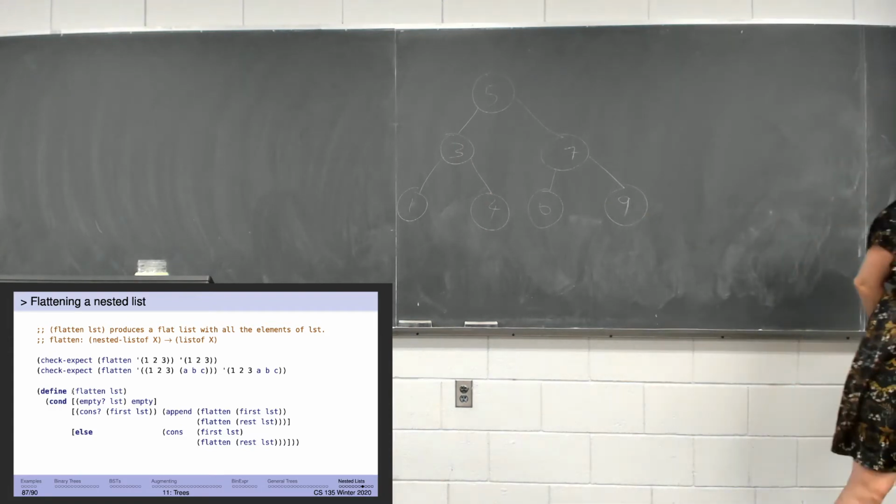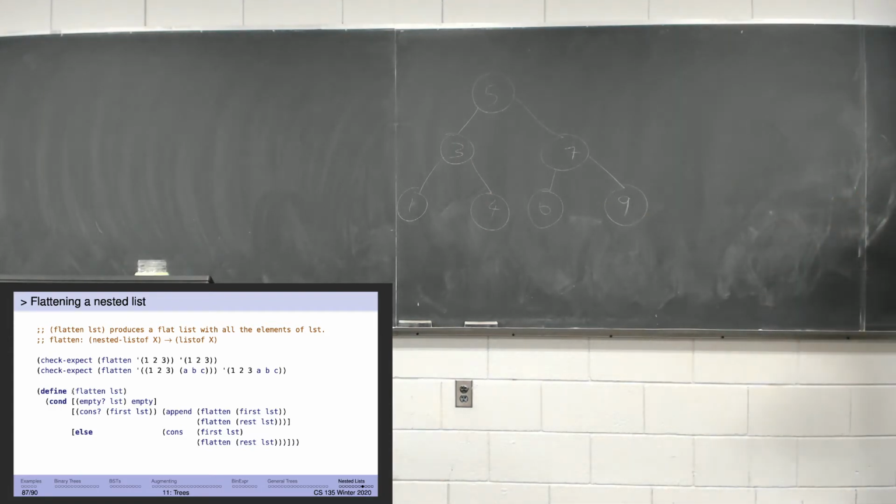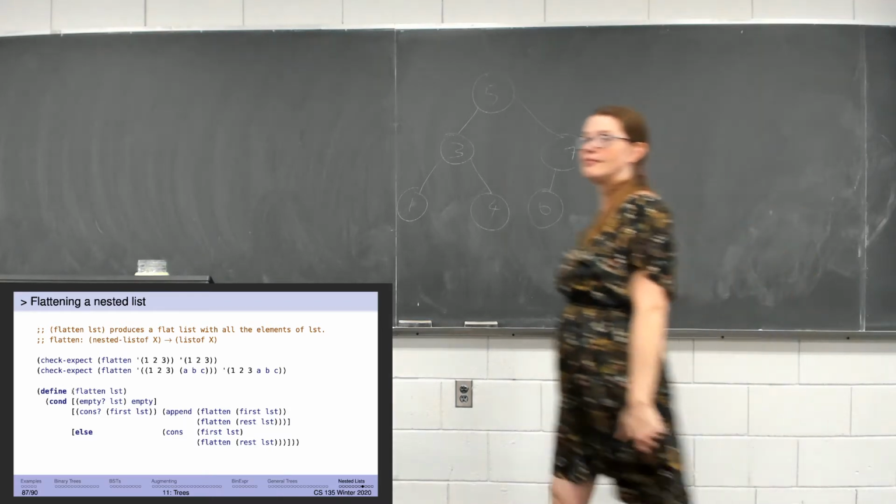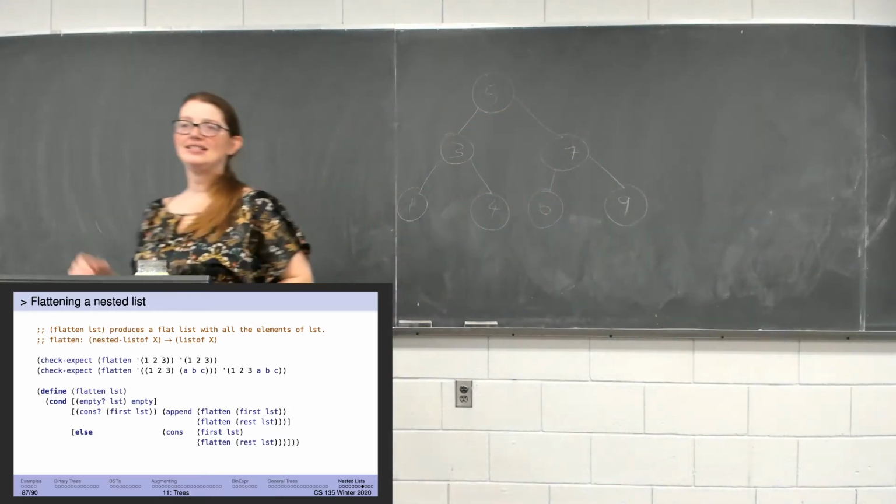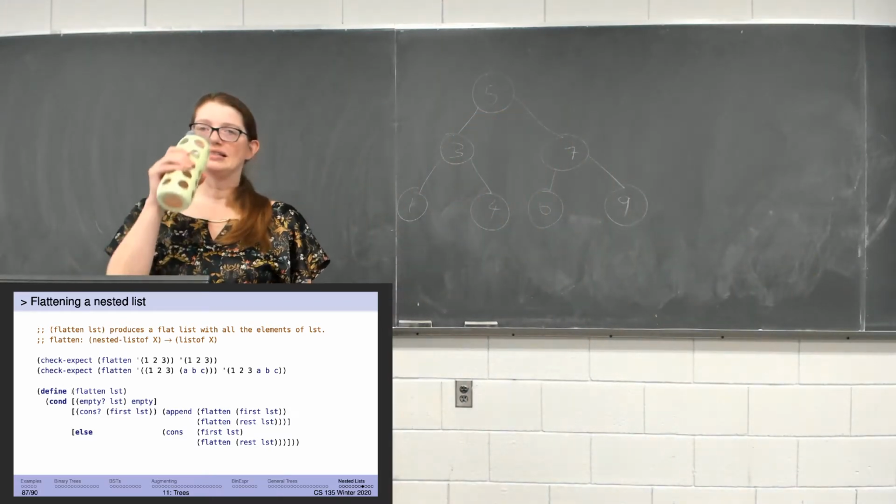Here's the solution anyways. It's fairly simple. Again, base case empty. In the case where the first of the list is an item and not a list, we just cons that item onto the flattened rest of the list. Otherwise, if the first item is a list, we are going to append the flattened first list onto the flattened rest list. Good. Nice flat list. Which we like flat lists.